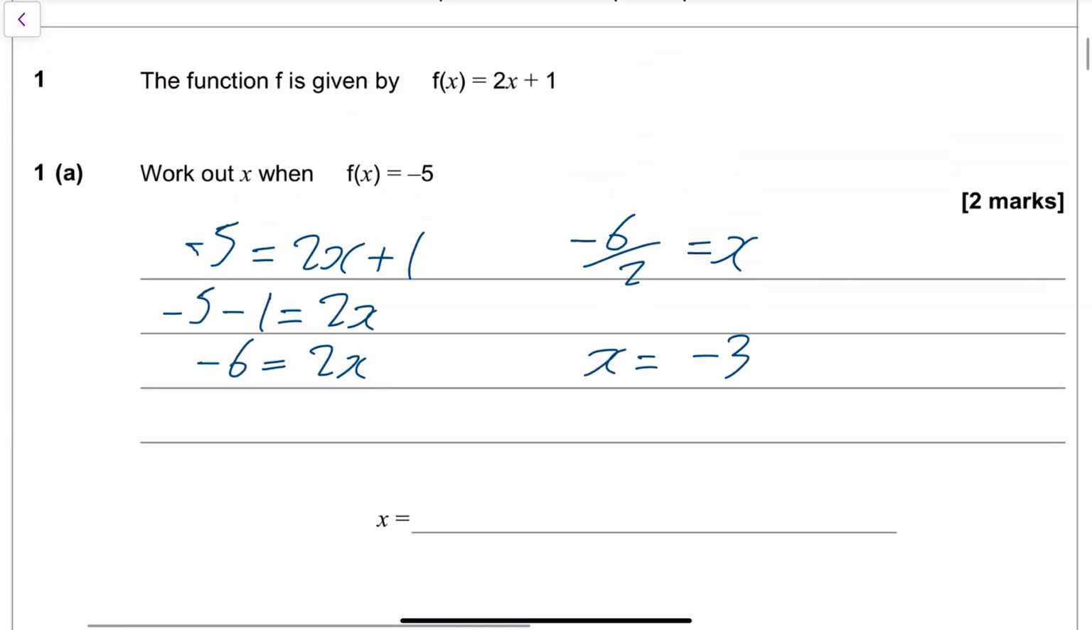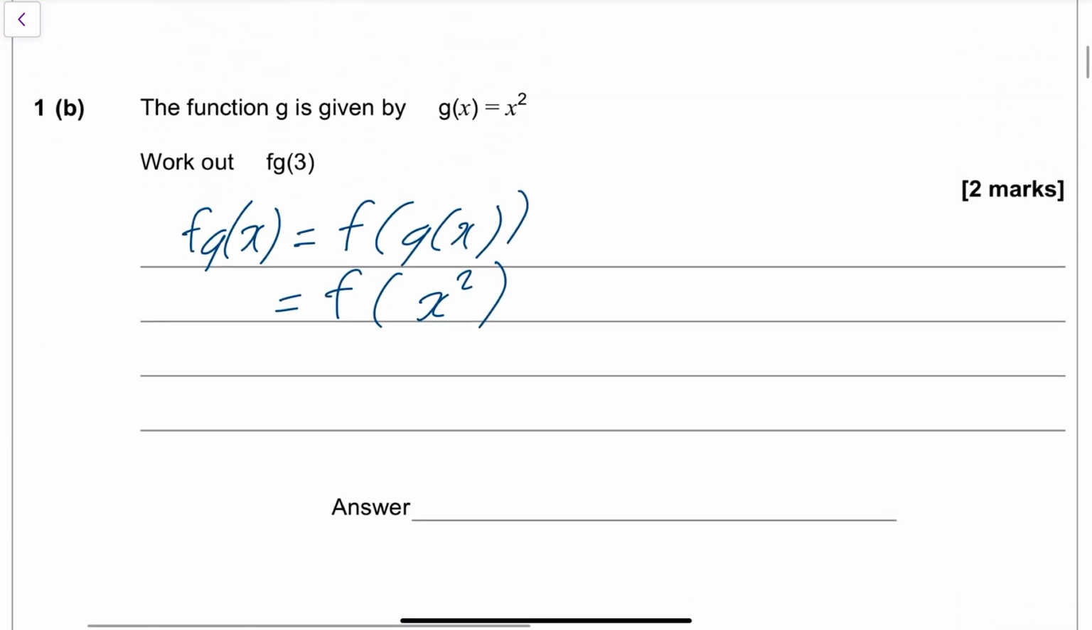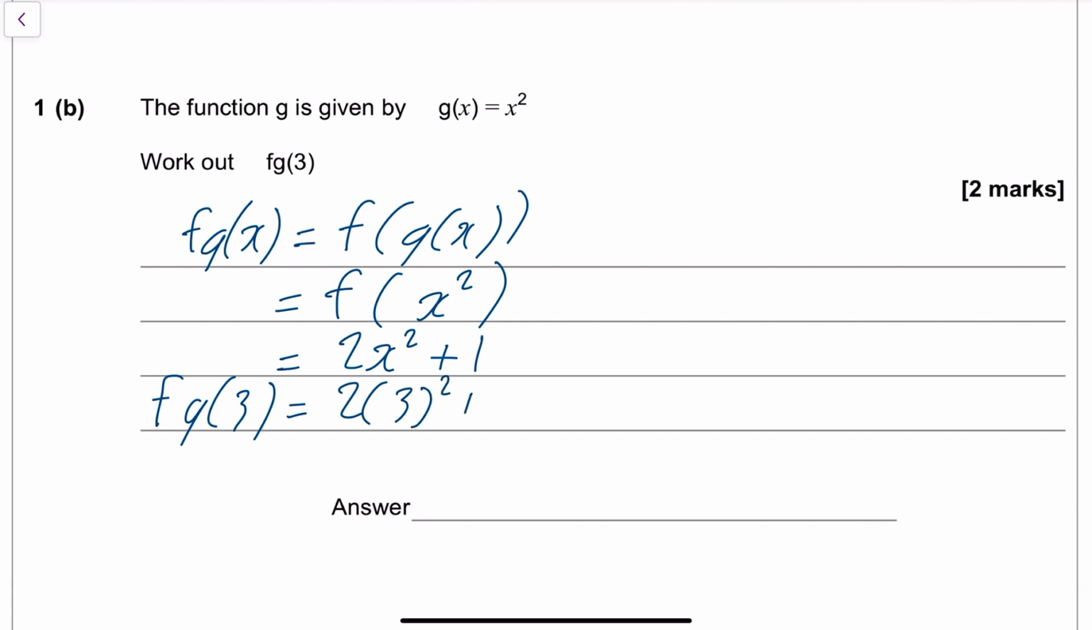Now the f function, what it did, it multiplied something by 2 and then it added 1. So we're going to do that to our x squared. So you're going to multiply it by 2 and then you're going to add 1. Now once you've done that, then you can say what f g of 3 would be. So just substitute in 3. You'll have 2 times 3 squared plus 1. 3 squared would be 9, times 2 would be 18, plus 1 would be 19.